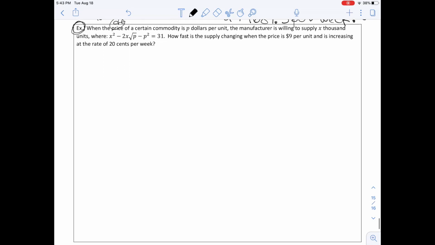So we have another example that we will go through together in class, but these are definitely challenging, and the more practice that you have with these, the better off you will be for the exam.